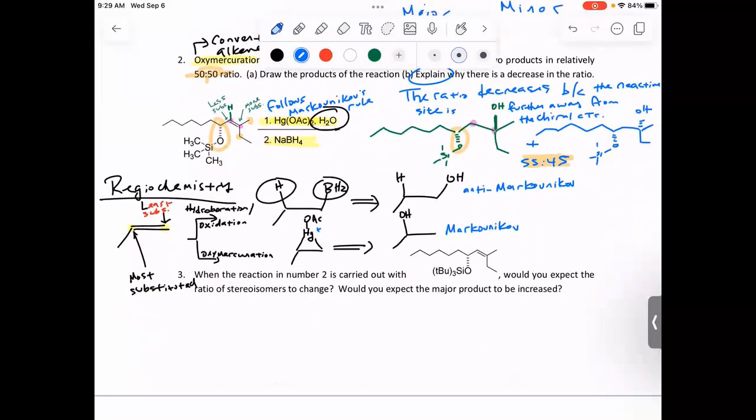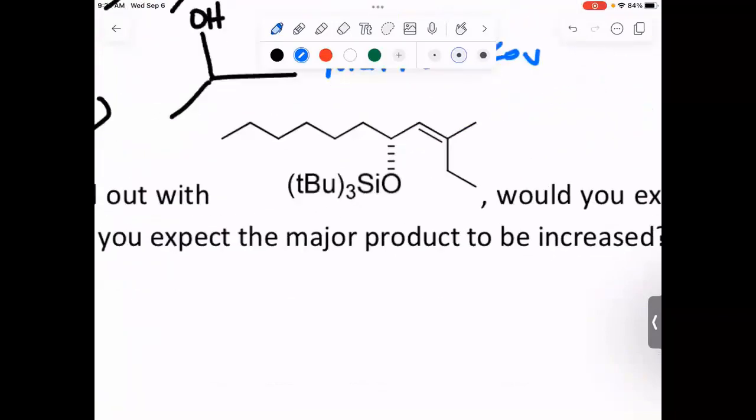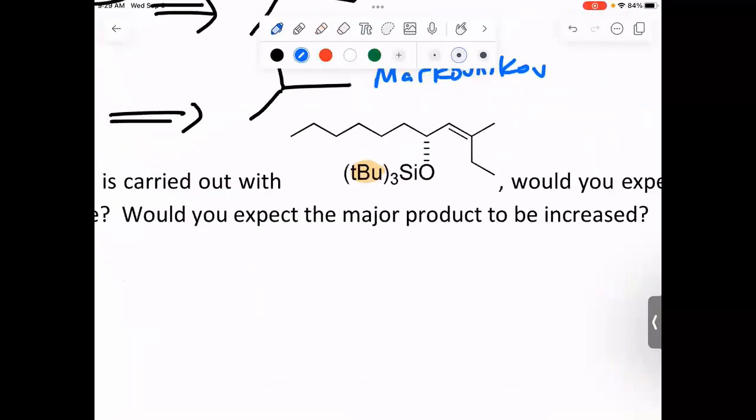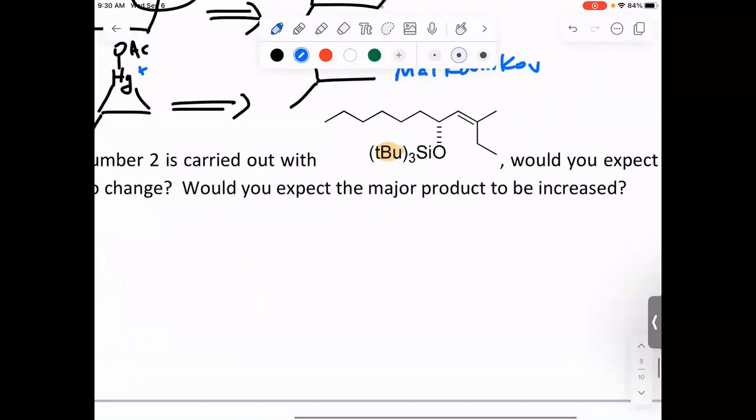When reaction number 2 is carried out with this starting material, how would you expect the ratio of stereoisomers to change? Would you expect the major product to be increased? How many of you remember this functional group from Organic 1? What that is? Tert-butyl. Tert-butyl group. So if we were to write this out, let's see.